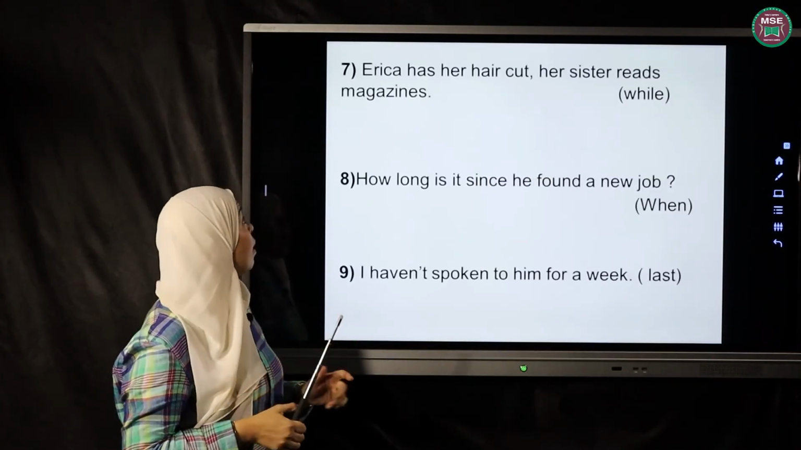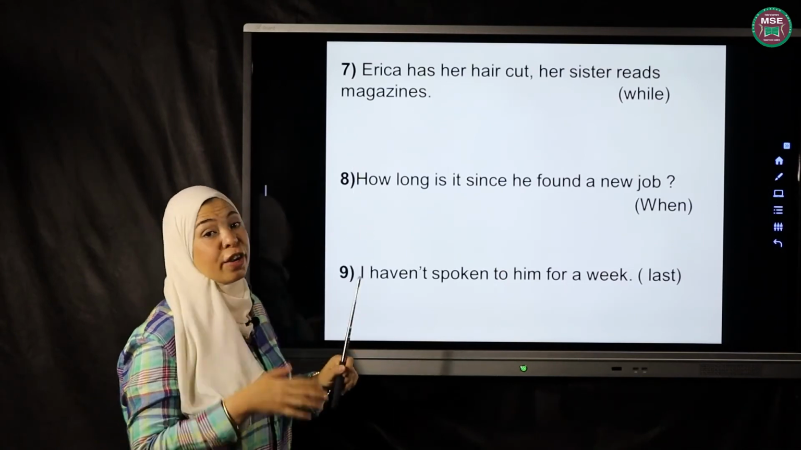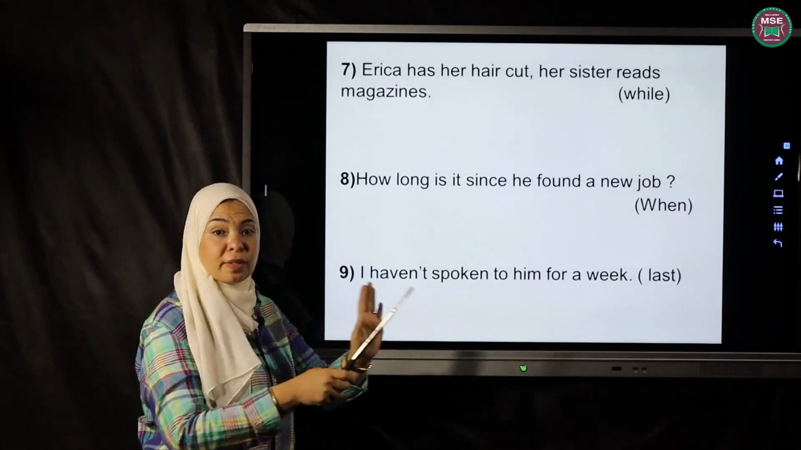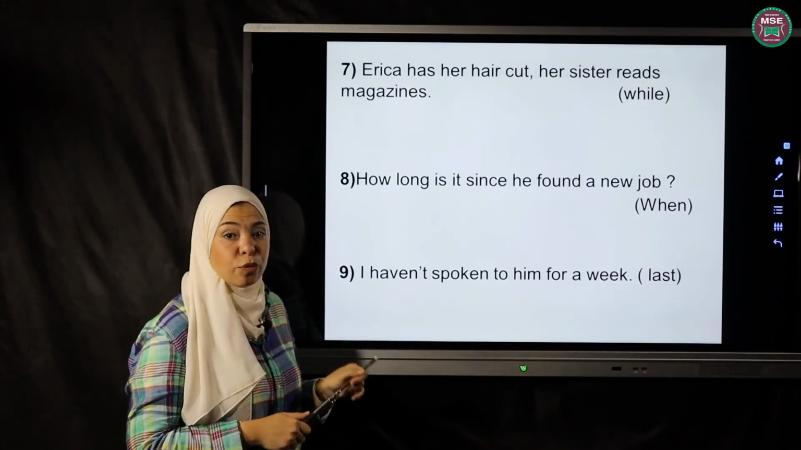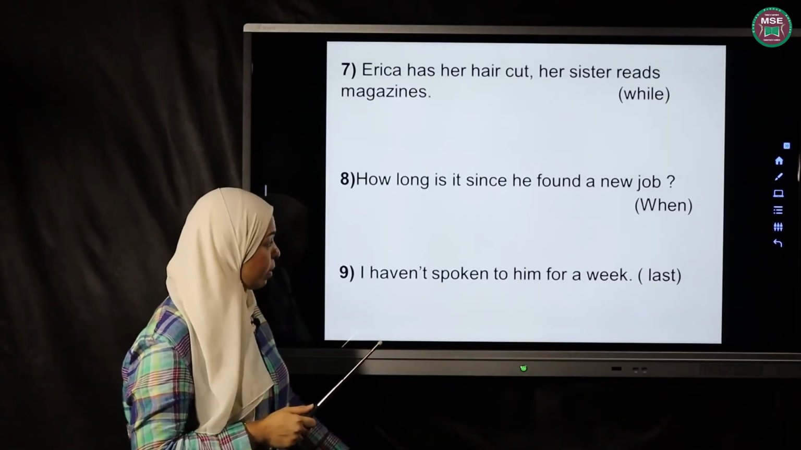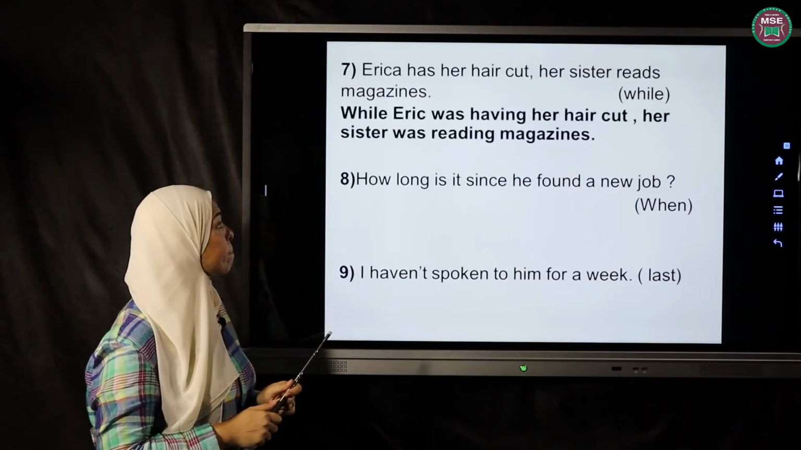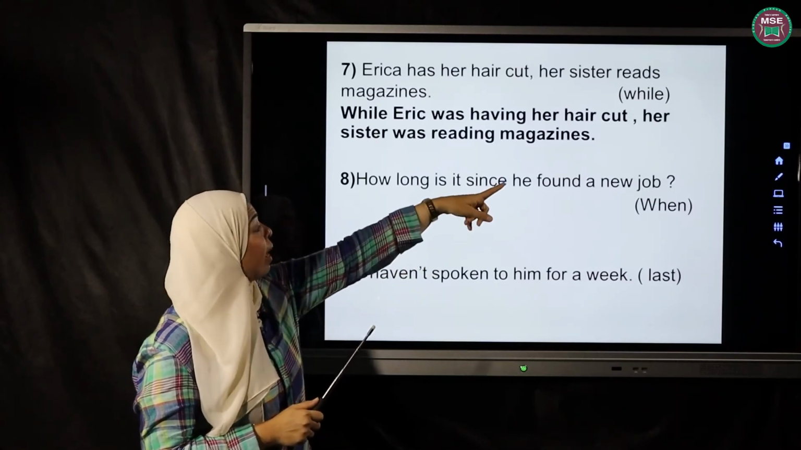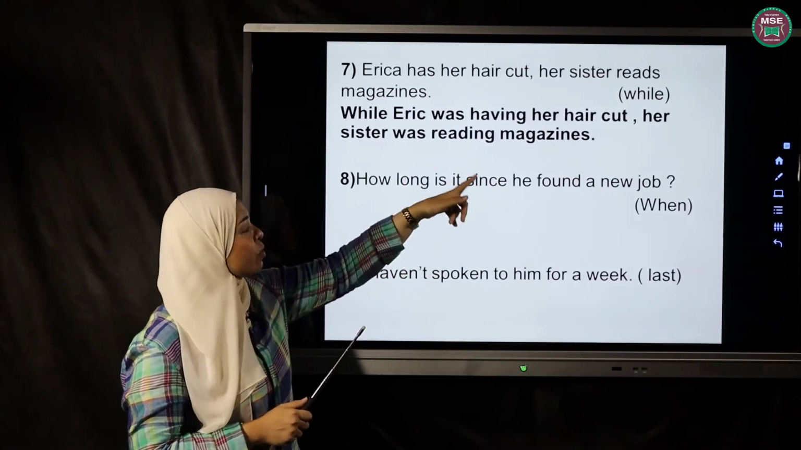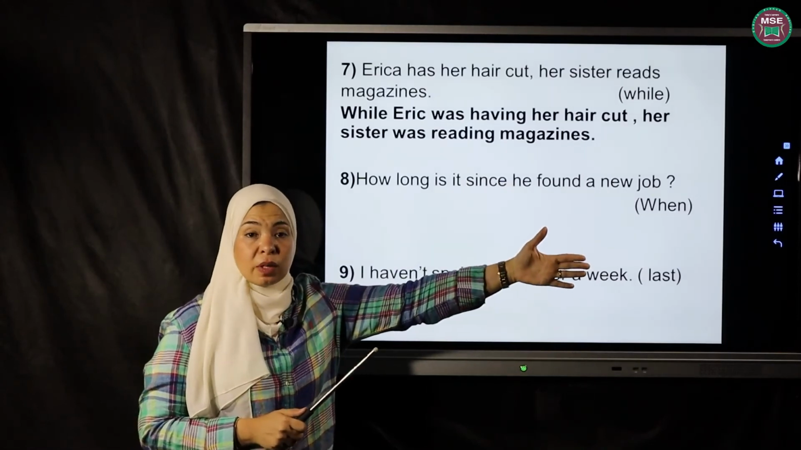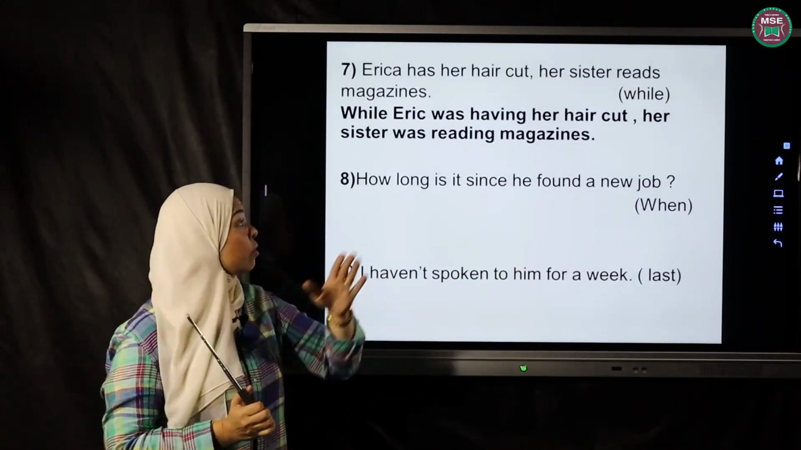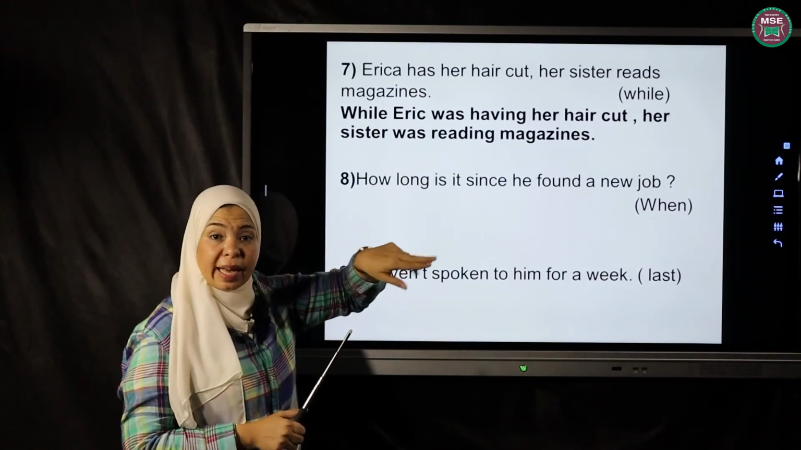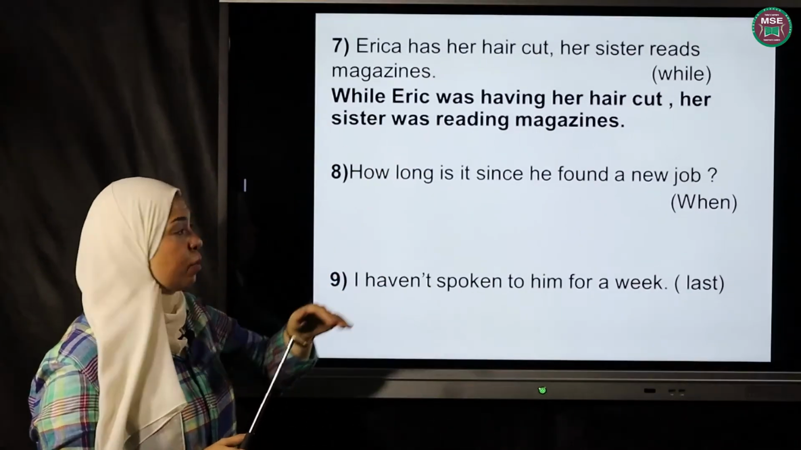Okay? 7. Erika has her hair cut. The other sentence: her sister reads magazines. And then I ask you to use while. Of course, while at the beginning of the sentence, it will be: While Erika was having her haircut, her sister was reading magazines. Okay, 2 simultaneous actions. No one interrupted the other one.